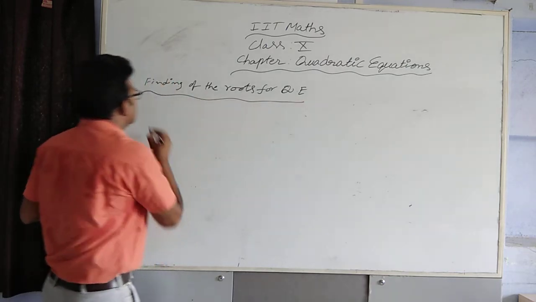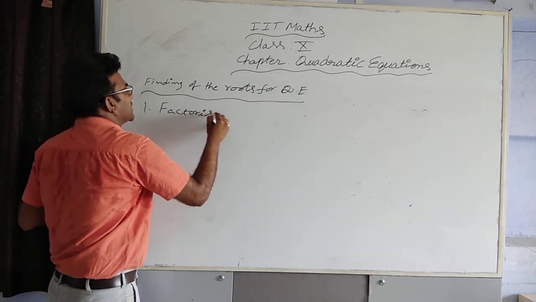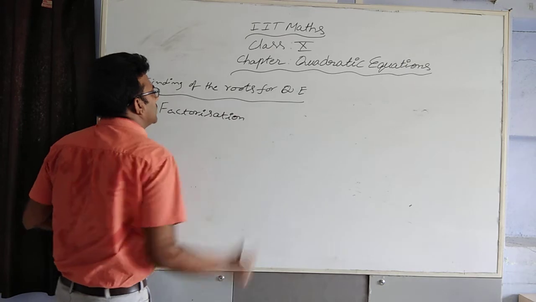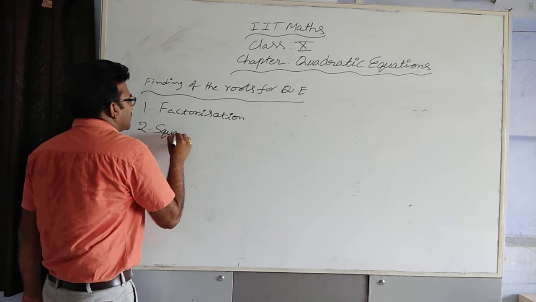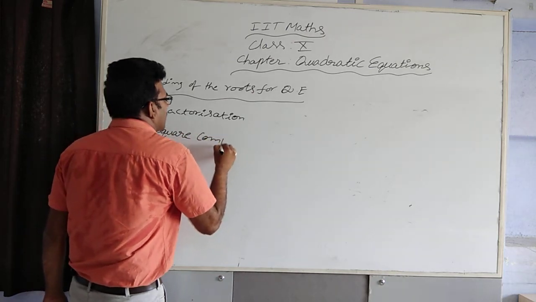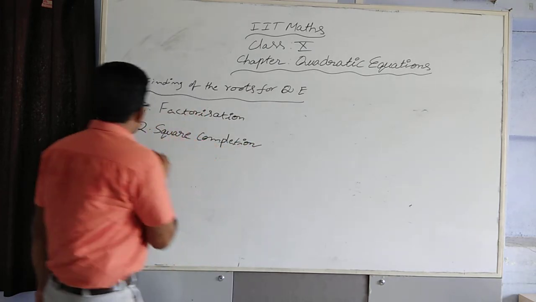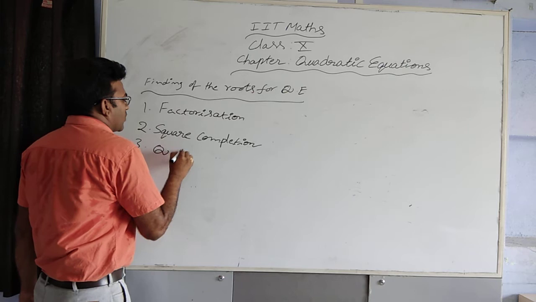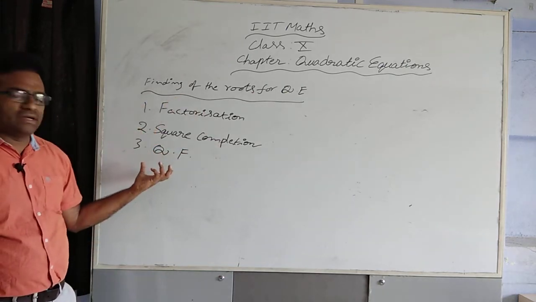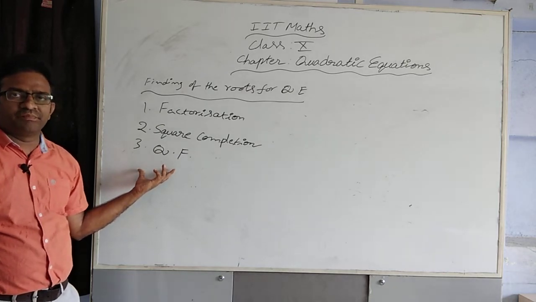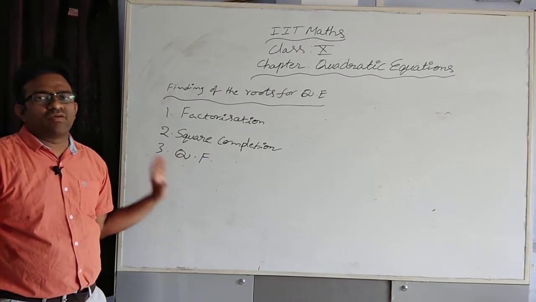There are 3 ways of finding the roots of a quadratic equation. First one is factorization. Second one is square completion. Third one is by using the quadratic formula. First of all we are going to discuss these two. After that we are going to derive the quadratic formula by the square completion method. Then we are going to find the roots of the quadratic equation.